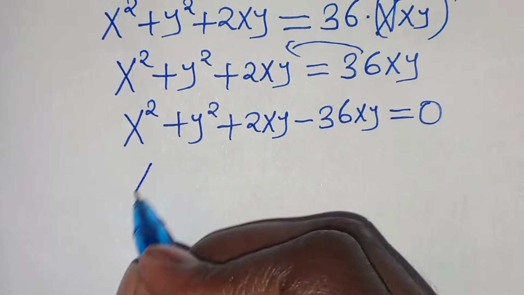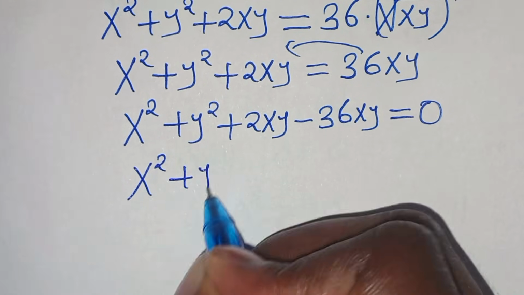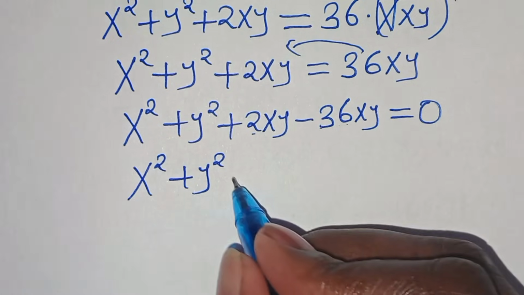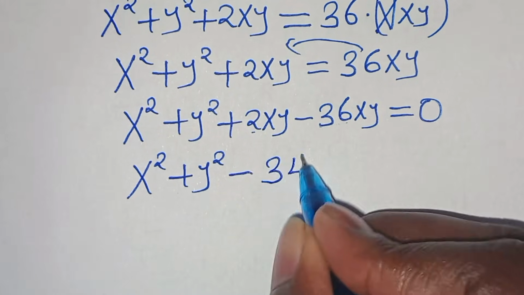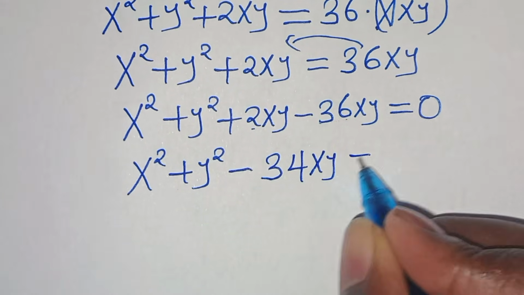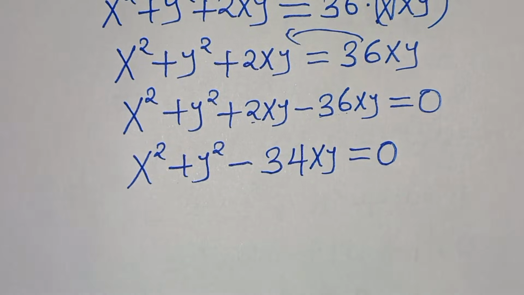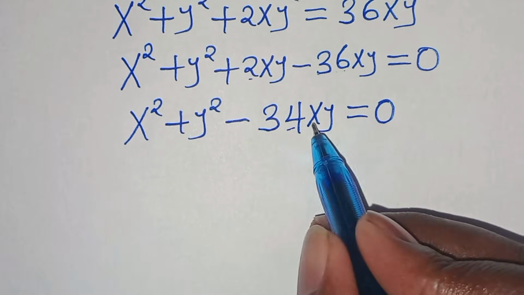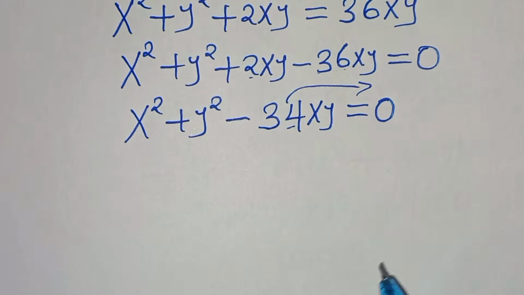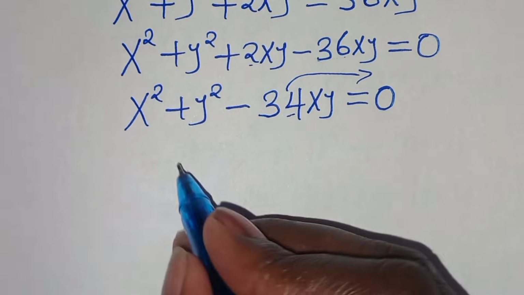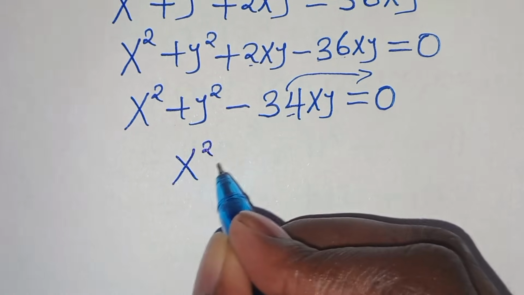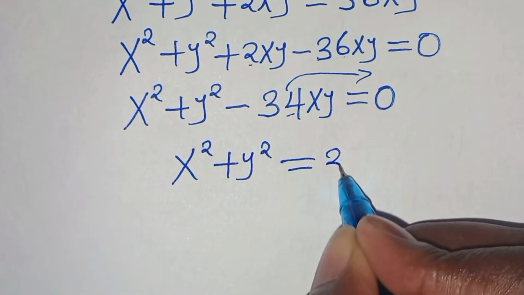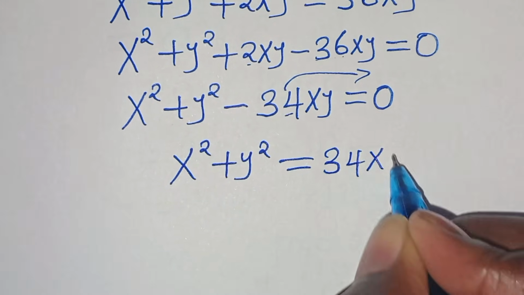So we have x to the power of 2 plus y to the power of 2. Now, 2xy minus 36xy is minus 34xy, equal to 0. Now, let's take minus 34xy to the right hand side, so that now we have x squared plus y squared equal to 34xy.